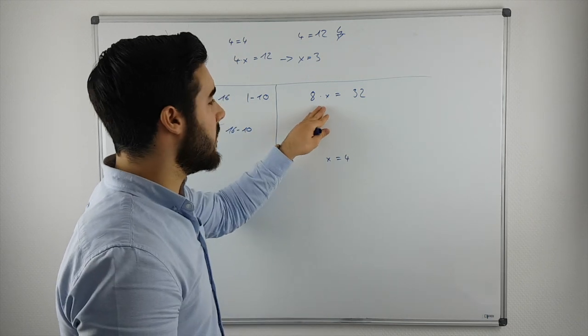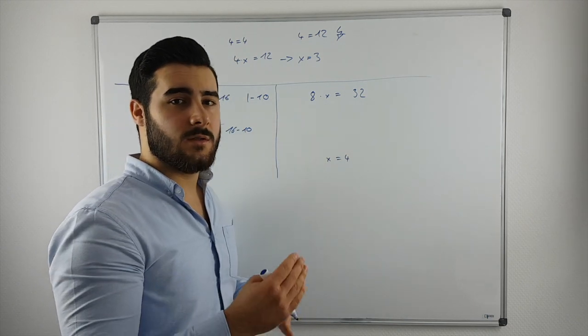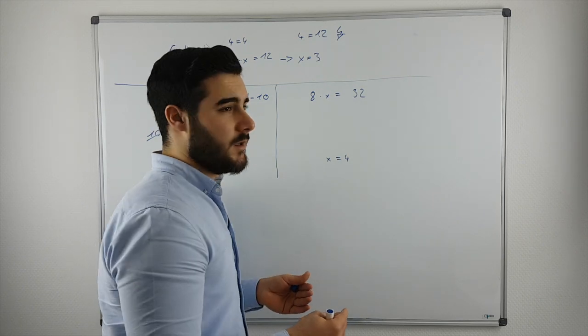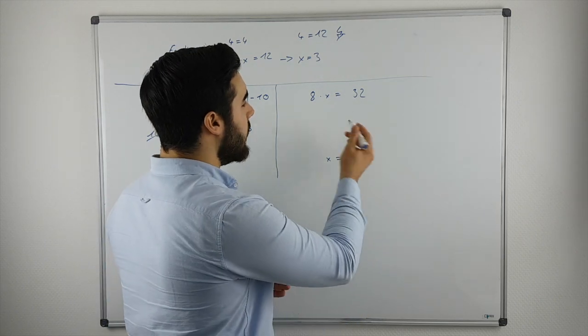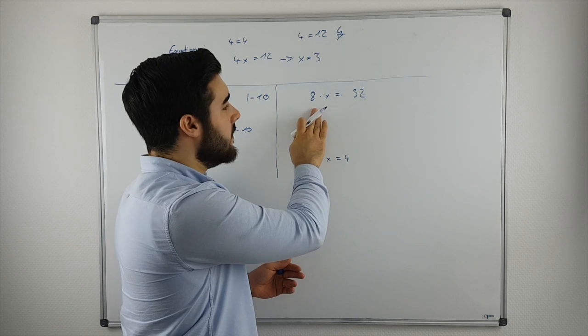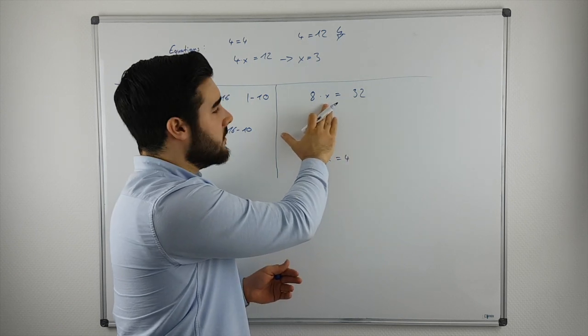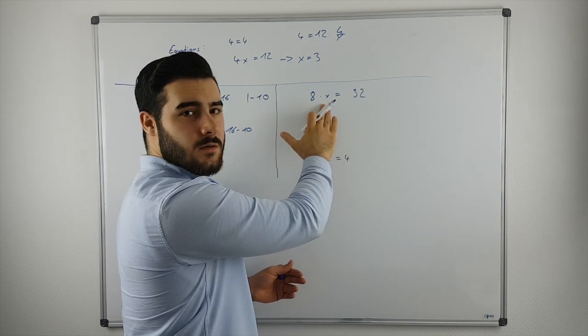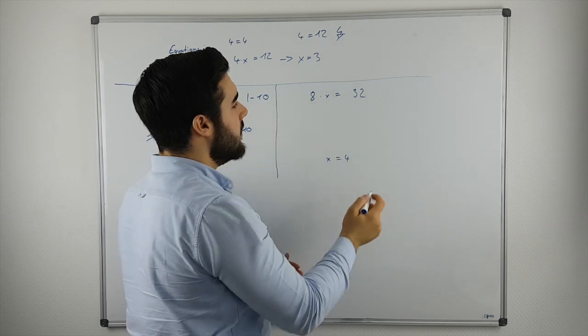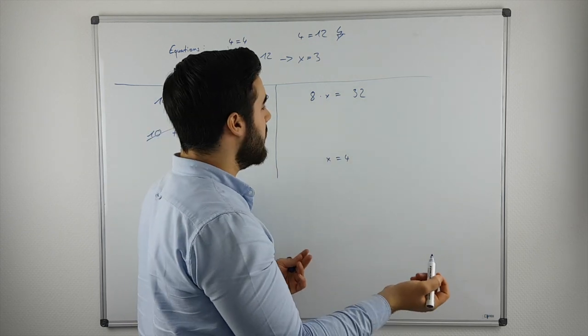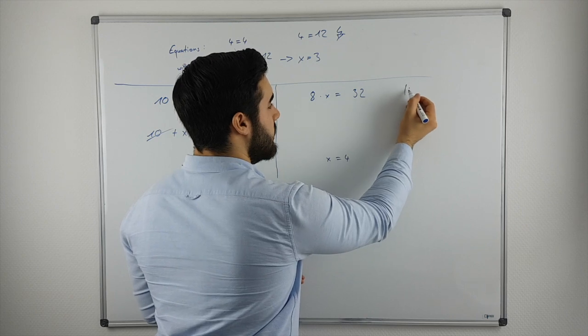So we'll start off with, we have a multiplication over here. That means the only solution to this can be a division. And what do we have to reduce on the left side and on the right side in order to have the x standing alone in this specific task? We have to divide the whole thing by 8.